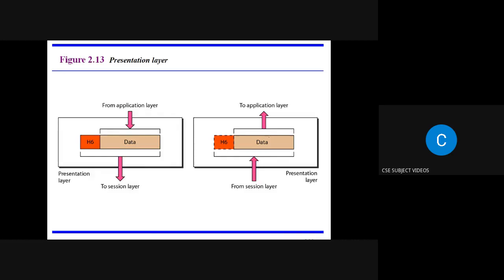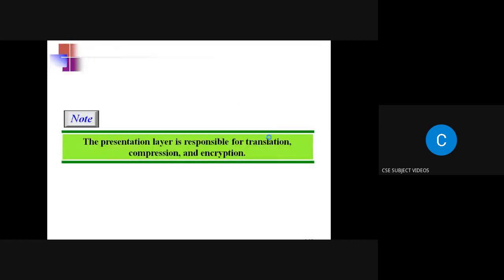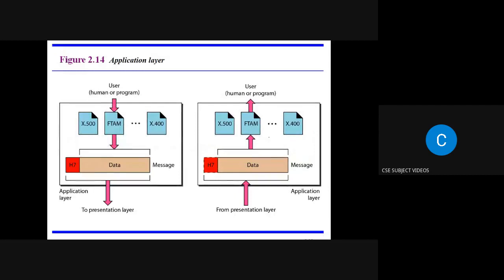Next is the application layer. This is the only layer through which the user can interact. So it is responsible for providing service to the user. There are a lot of protocols, such as file transfer protocols, and email services provided at this layer.